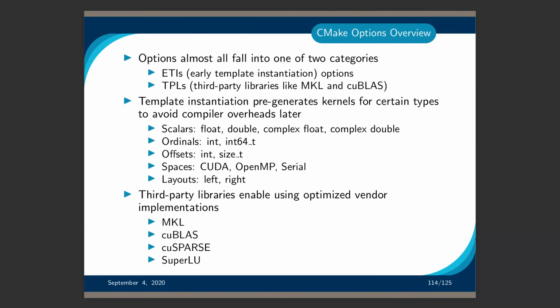Those options fall mostly into 2 categories, with ETI options available to pre-generate kernels of various types in order to reduce compilation overheads. And this includes options such as the scalar type, ordinal and offset type, execution and memory space, and layouts. For subroutines, third-party library support is available and can be enabled giving access to vendor-optimized options like Intel's MKL, NVIDIA's cuBLAS, and cuSparse.